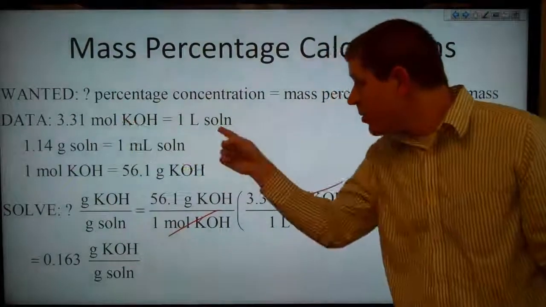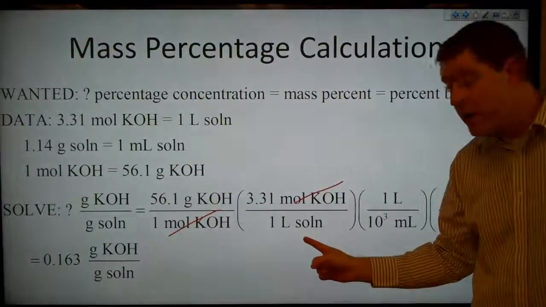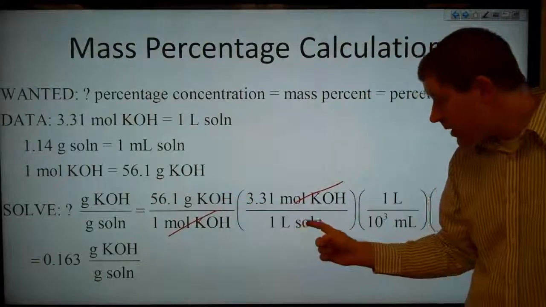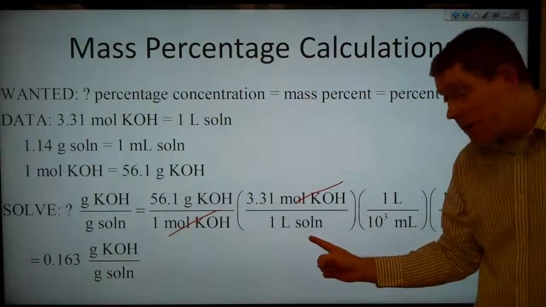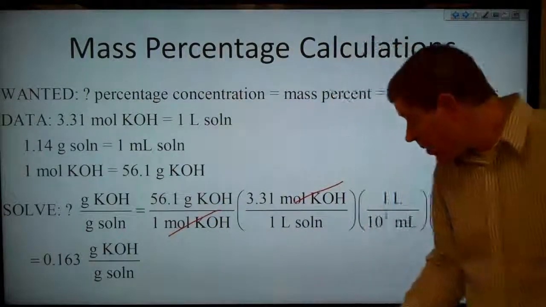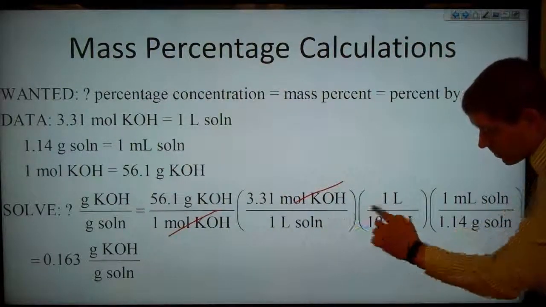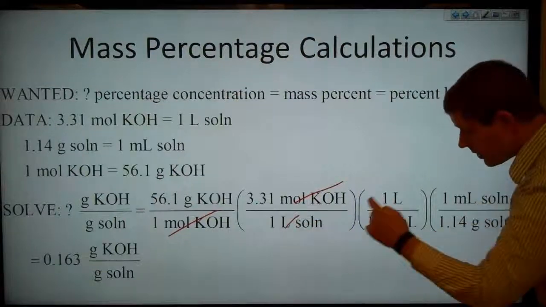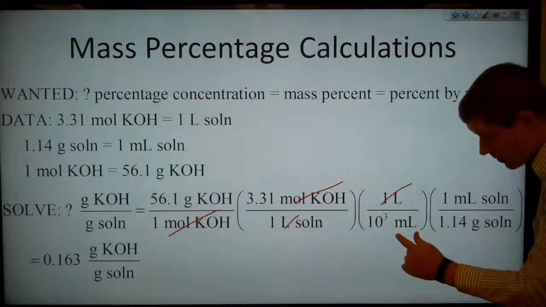Now we need to put 1 liter of solution in the denominator. So now we have grams of potassium hydroxide divided by liters of solution. But we don't want liters of solution, we want grams of solution. So now we need to convert from liters of solution to milliliters of solution. So liters of solution goes away, now we have milliliters of solution.